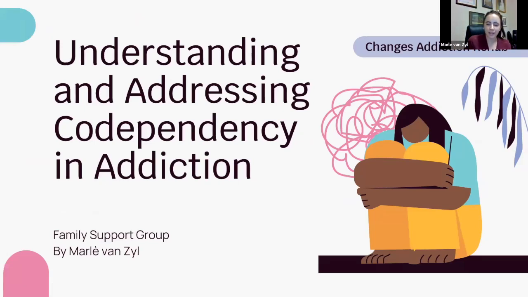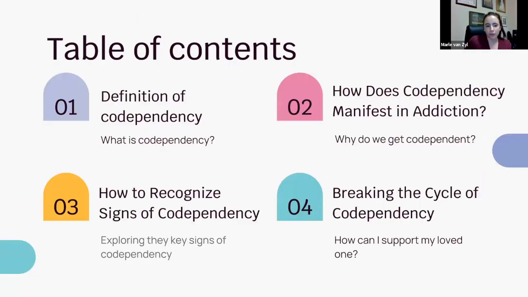My name is Marlé, as Calvin mentioned, and today's presentation is going to be around understanding and addressing codependency in addiction. So today we will look at the following. We're going to look at what codependency is. How does codependency manifest in addiction? Why do we get codependent? We're going to look at how to recognize the signs of codependency. And we're also going to look at breaking the cycle of codependency. How can I support my loved one in a healthy way?